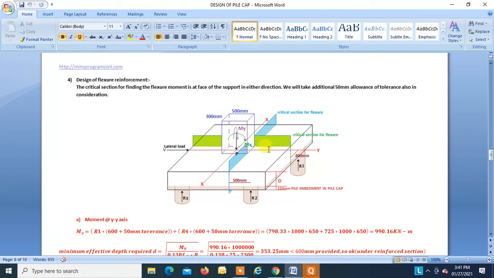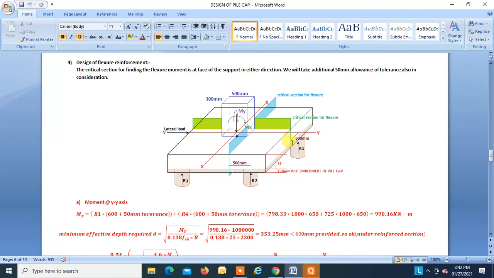So first we will find the moment about y, so we'll take this direction. The distance between this section at the face of the column and the center of the pile is 600, so we will have two moments, one moment from this pile 1 and another moment from this pile 4. So we are taking this distance as 600 plus 50 tolerance, so that is 650 into R1 plus R4 into 600 plus 50 tolerance. This is how we get My. My is found to be 990.16 kilonewton meter.